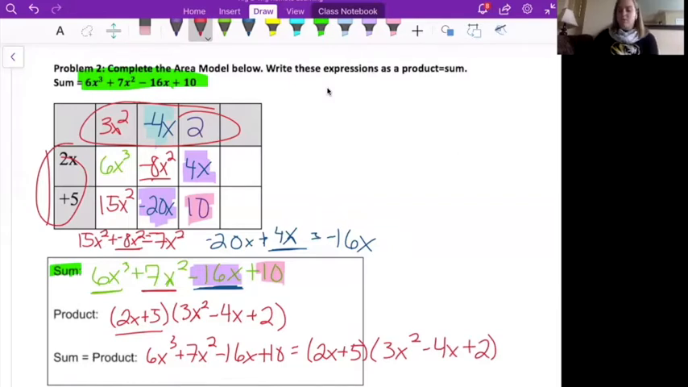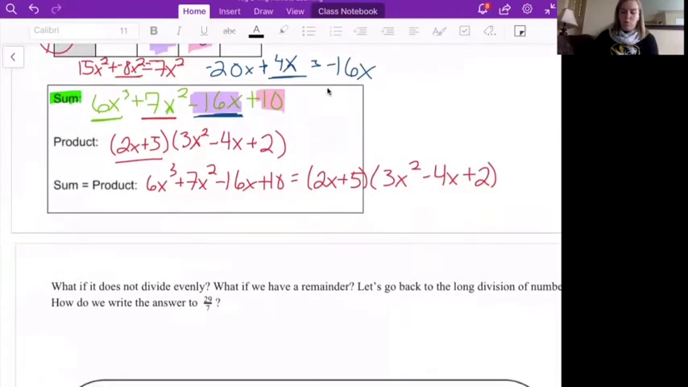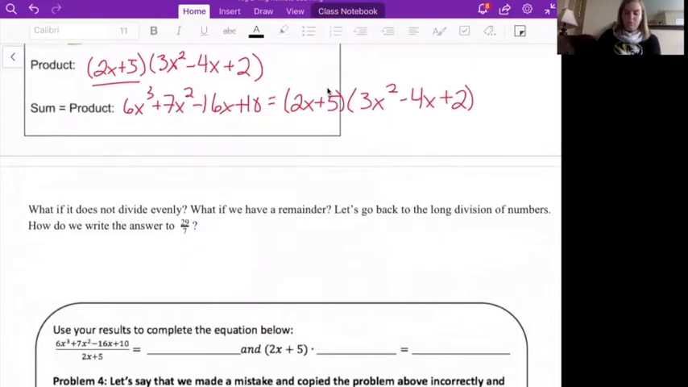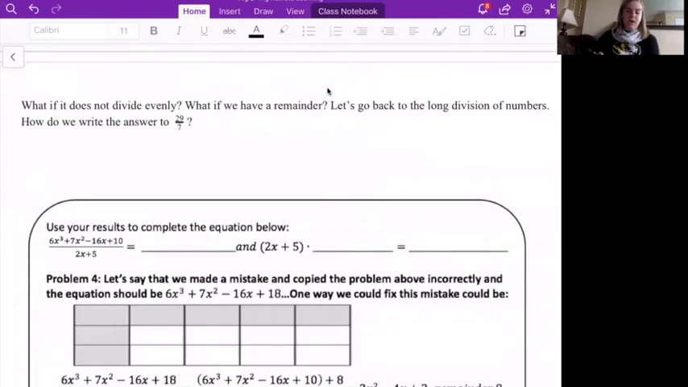Okay, so now we're going to talk about what it looks like with division. So what if it doesn't divide evenly? So what if we have a remainder? Let's look back at long division numbers and think about how we would write the answer for 29 divided by 7.